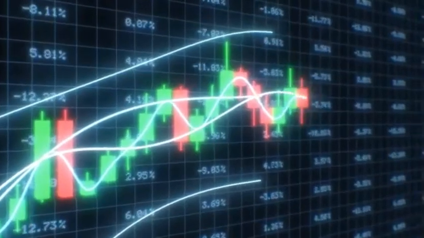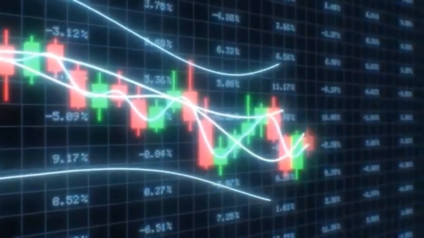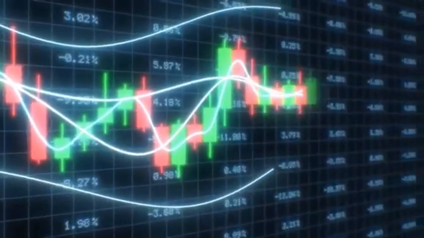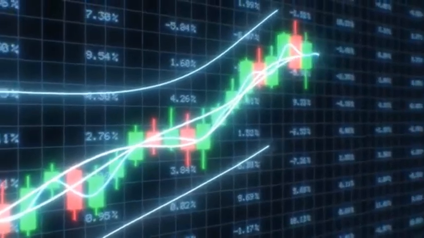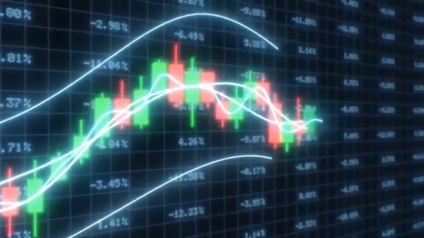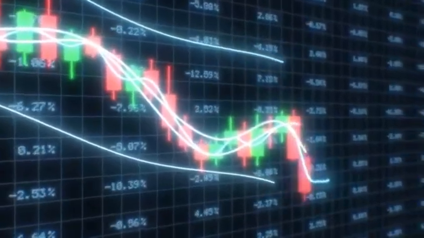The body of the candlestick represents the open and close prices. The wick, or shadow, above and below the body shows the high and low prices. The color of the body, usually green or white for up and red or black for down, tells you whether the price closed higher or lower.